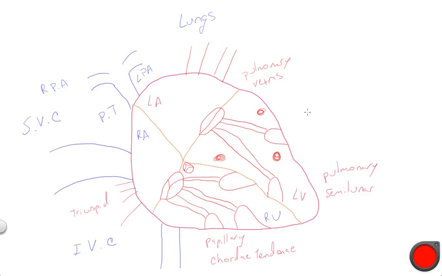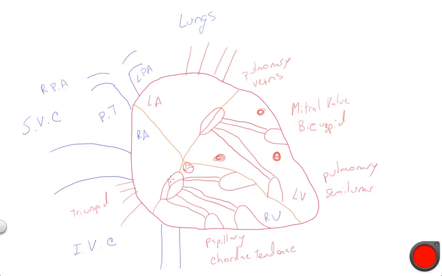This valve is going to be called the mitral valve. Mitral valve. Okay? It's called the mitral valve because old anatomists thought it looked like a mitre hat, which I think is just a fancy ceremonial hat for a bishop. Or we can call it the bicuspid. Bicuspid, because it has 2 cusps.